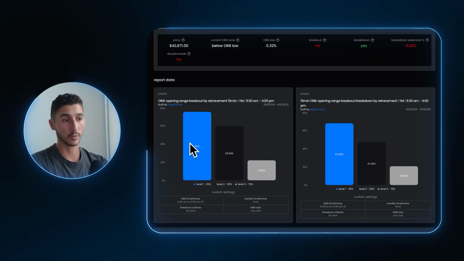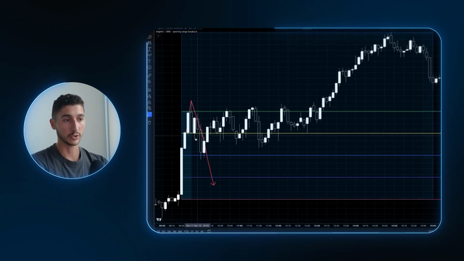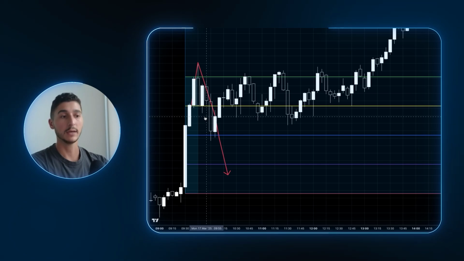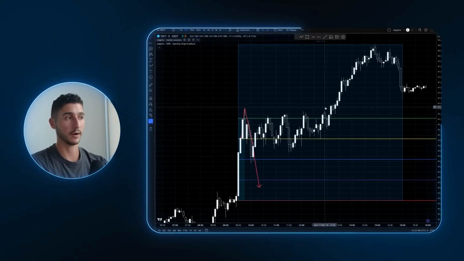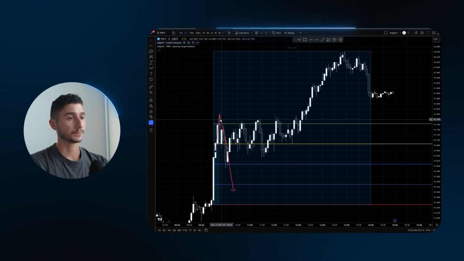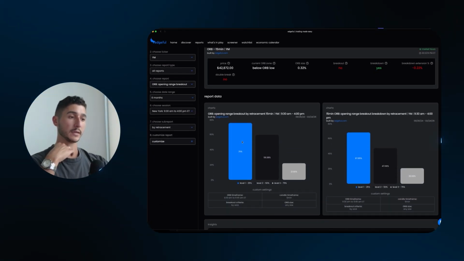So in this case on the ORB, it is very likely that price gets to either of these points. So my entry should be around this area. My stop should be around this area down here, looking for continuation higher. So let's talk about some of the customizations.